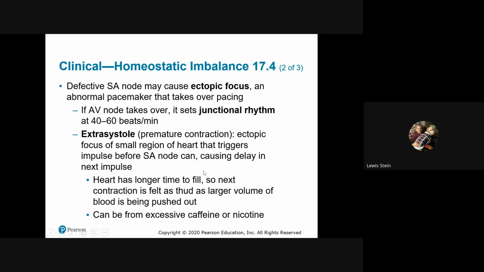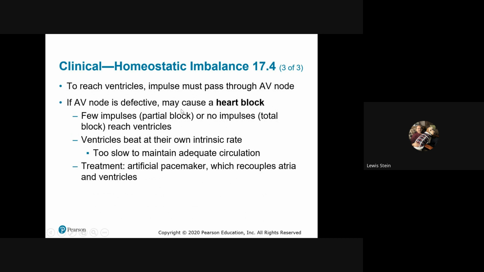So anytime the ectopic focus is the same as the junctional rhythm, where the AV node takes over, and periodically we see extrasystolic beats, little areas of the heart triggering that impulse before the SA node can. These irregularities, surely caffeine and nicotine are the most common causes, and I commented to you that I had this problem, and it took a while to go away, even after I had stopped smoking. I do ingest a lot of caffeine, comparatively speaking.